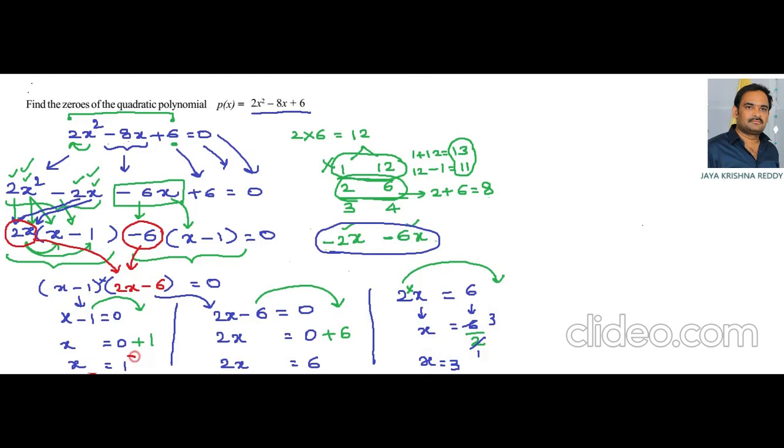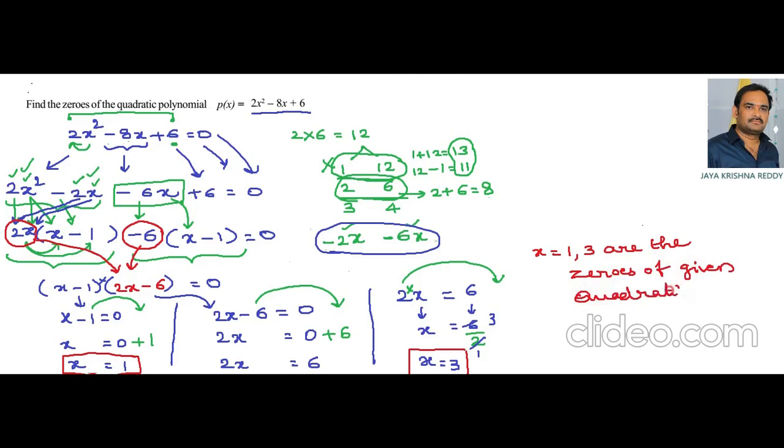That means here we got x equals to 1, and here one more zero, x equals to 3. Okay, so we can conclude that x equal to 1 comma 3 are the zeros of the given quadratic polynomial. Here the given quadratic polynomial has two zeros, 1 and 3. That means in this polynomial, if you substitute 1 in place of x, the polynomial value will become 0. If you substitute 3 in place of x, the polynomial value will become 0.